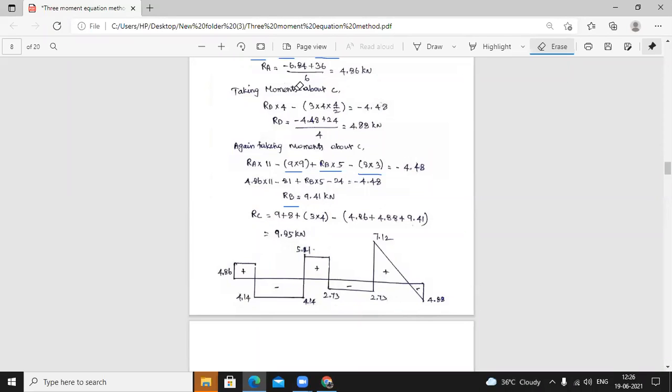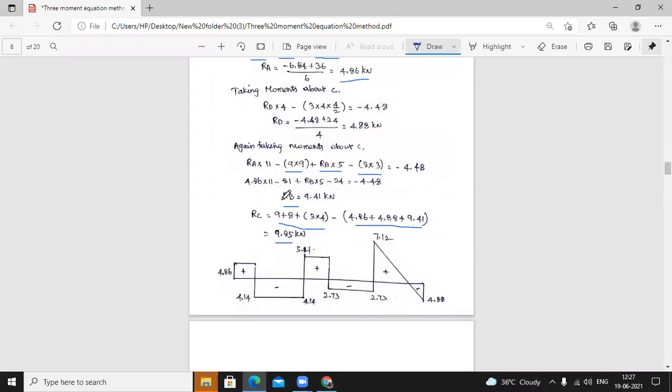Except RC, we can equate. So what is the total load here? 9 plus 8 plus 3 into 4. The 9 and 8 are point loads, and 3 into 4 is the UDL load. Minus the 3 reactions. So RC is equal to 9.85 kilonewton. This is your reaction at point C. So we found RA, RB, RC, and RD. Now draw the shear force diagram.